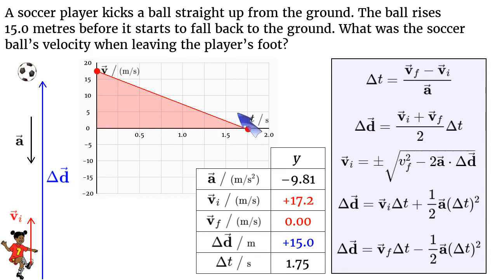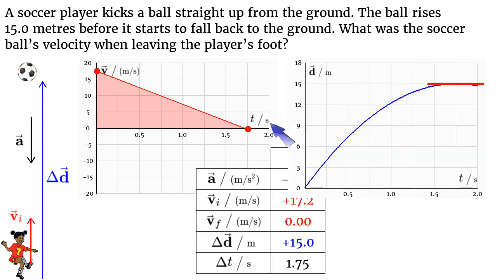We can also draw a graph of the ball's position as a function of time. We know that it starts on the ground at a position of 0. We know that after 1.75 seconds, it's reached a position of 15.0 meters. However, the position versus time graph will not be a straight line. Because the motion's accelerated, that means the velocity, in this case, is decreasing. It starts with a fairly big velocity of 17.2.